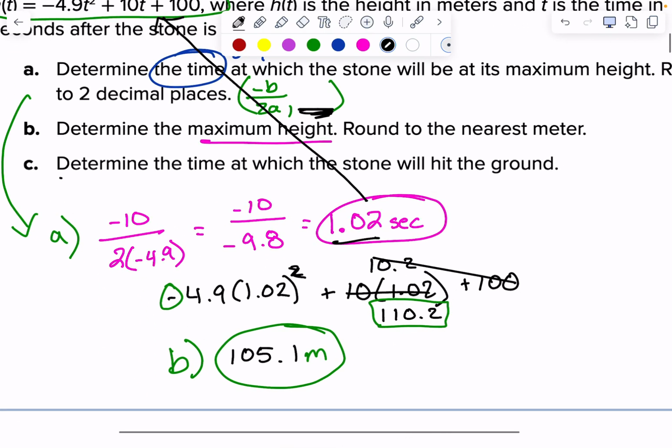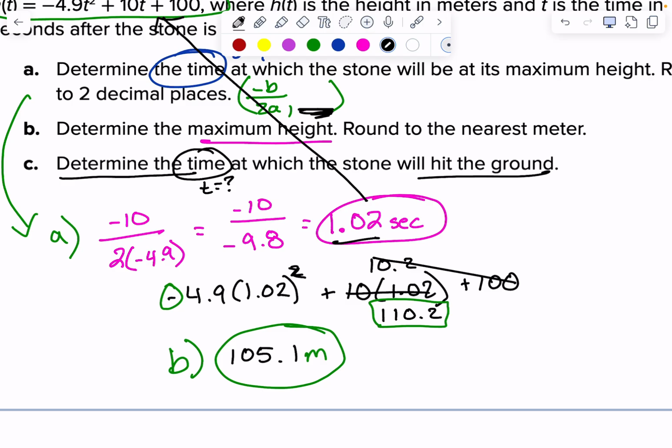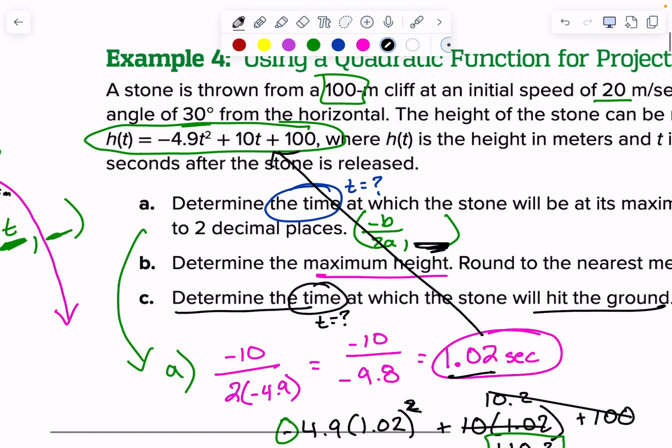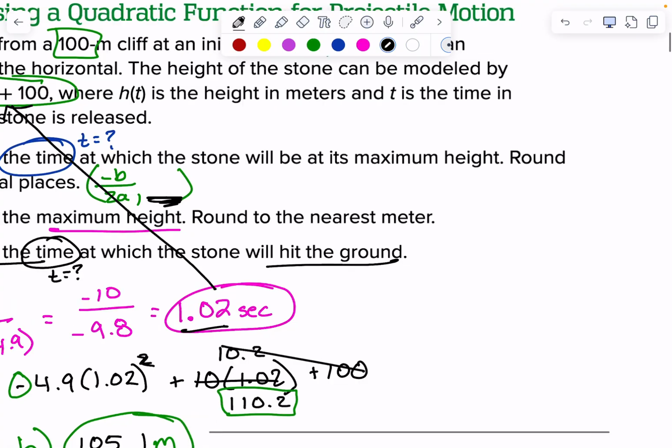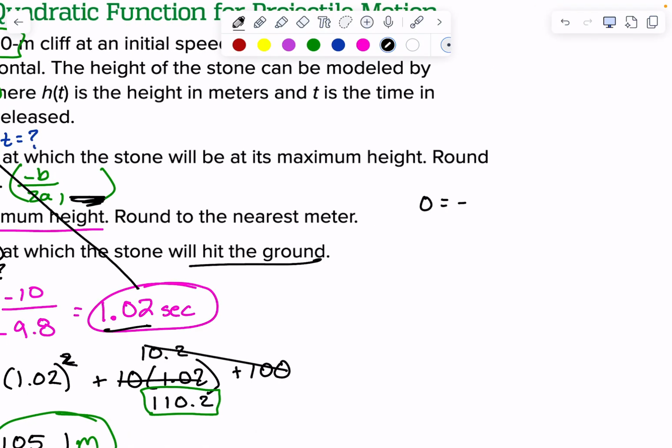C, determine the time. Again, we're solving for time, at which the stone will hit the ground. So what are we doing here? We're solving for t, so we're putting a 0 in for y. The height will be 0 when it hits the ground. So I'm solving this: 0 equals negative 4.9 t squared plus 10t plus 100. How do I do this?